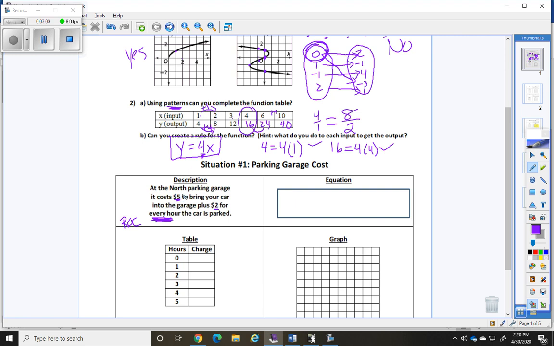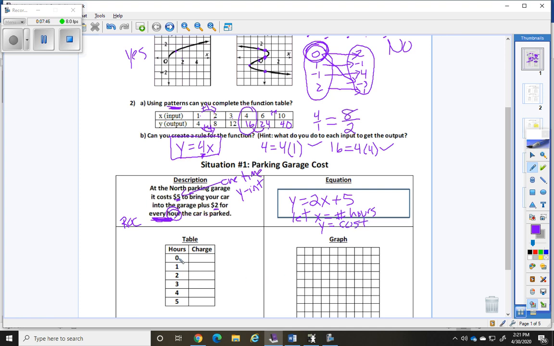This $5 is a one-time fee. Whenever you pay for something once, it's your y-intercept, right? It's a one-time fee because you're going to just pay $5 to bring your car in. After that, you're paying the $2 for every hour. You're not constantly paying the $5. So the equation would be y equals 2x plus 5, where my x must be representing, so I'm doing some let statements here, the number of hours, where my y is representing the cost.